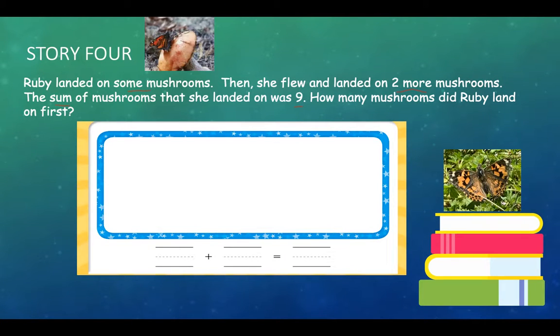How many mushrooms did Ruby land on first? We want to know that first amount. We don't know. We know it was some. But what do we know? We know that the sum was 9. Yeah. And we know that she landed on here, but it said 2 more. This was the 2 more, right?